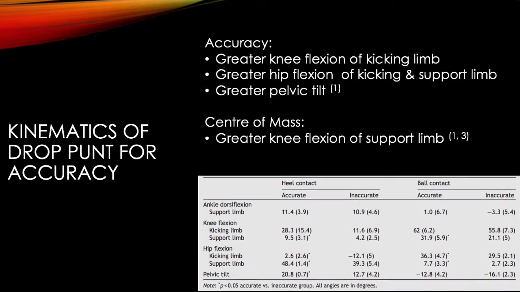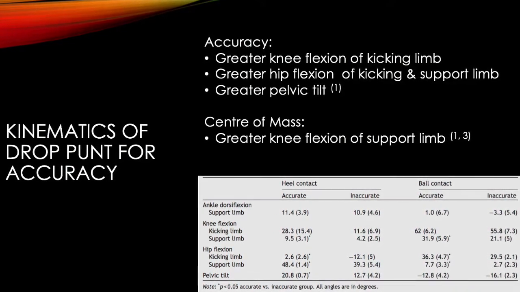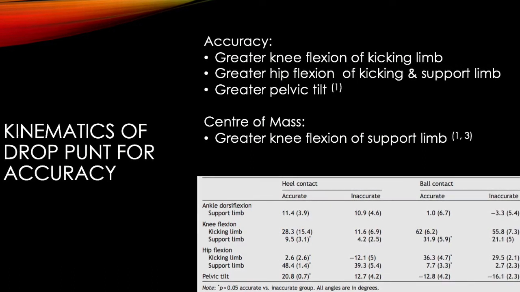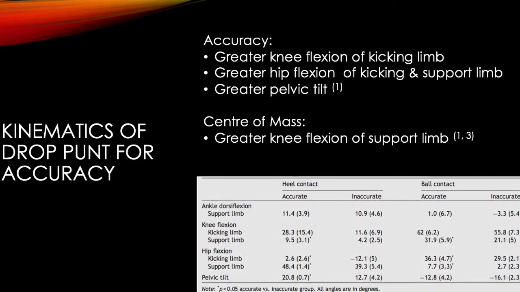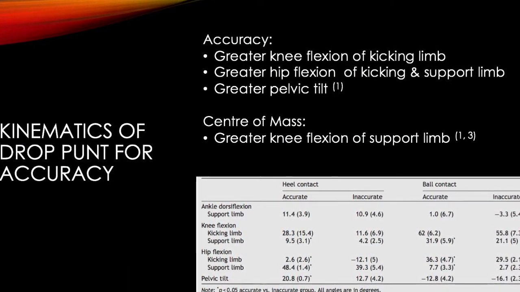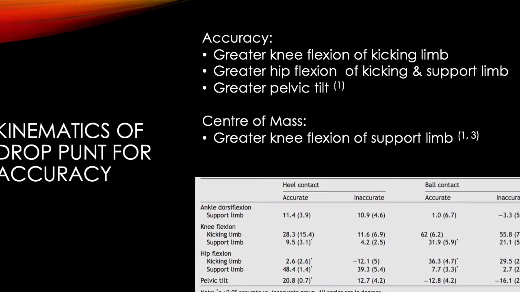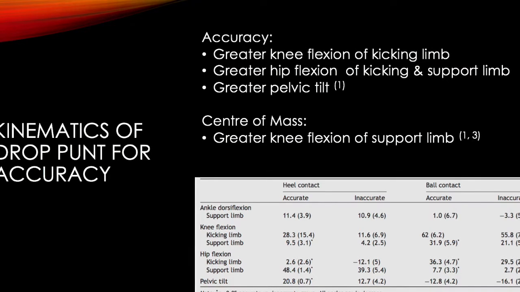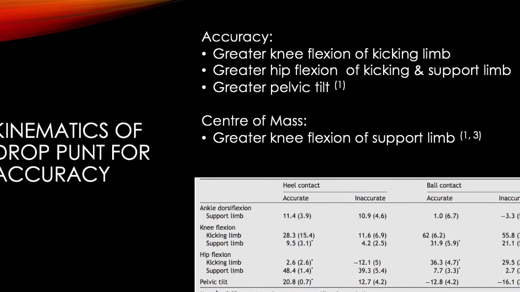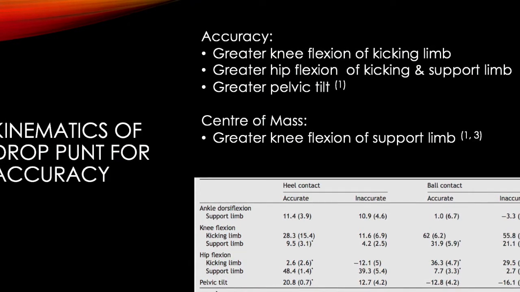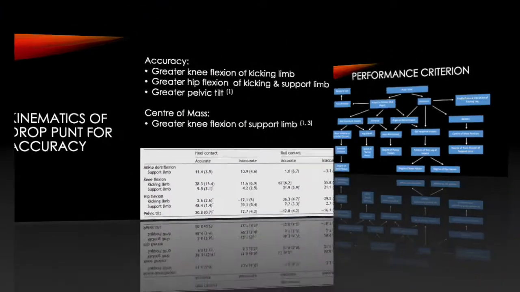It was discovered that there were key differences in lower limb kinematics between inaccurate and accurate groups. At heel contact, the accurate group had greater knee flexion, hip flexion, and pelvic tilt in both support and kicking limb. It was also found that greater knee flexion in the support limb increased accuracy as it lowers the centre of mass, hence increasing stability during the swing phases of the kick.